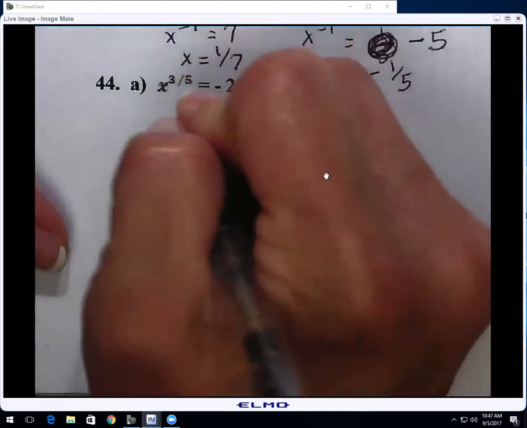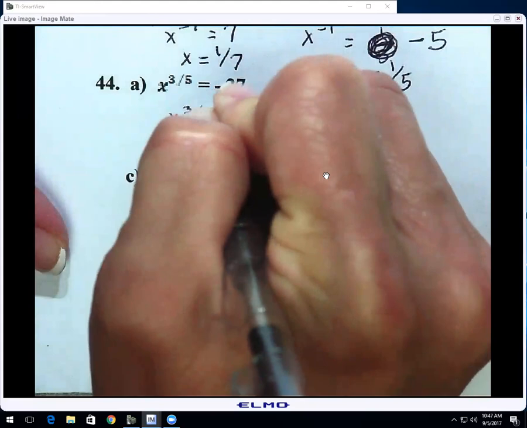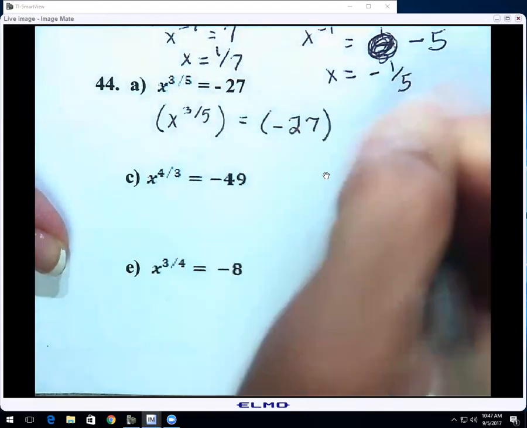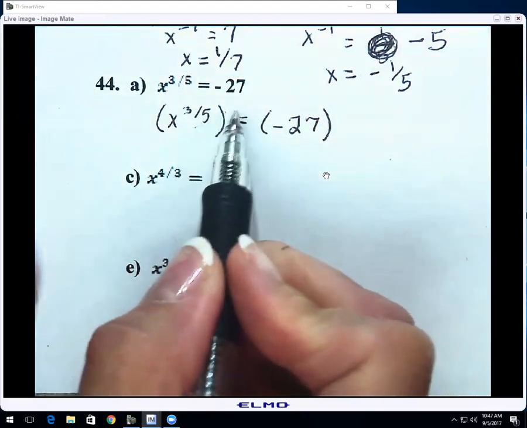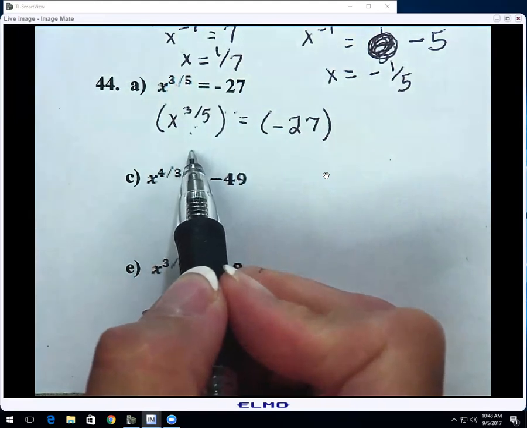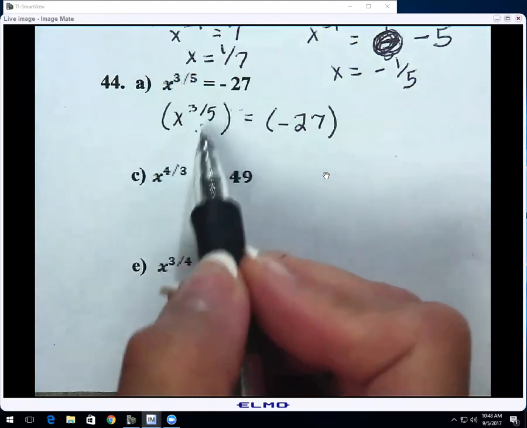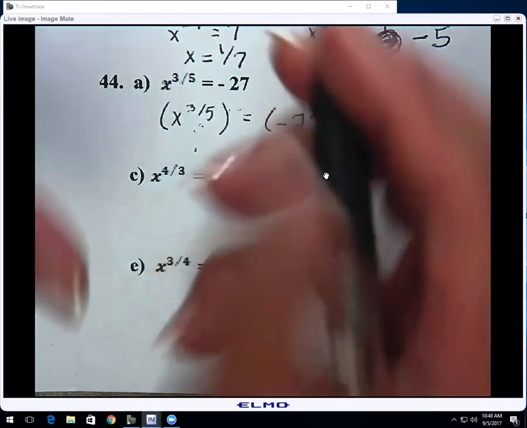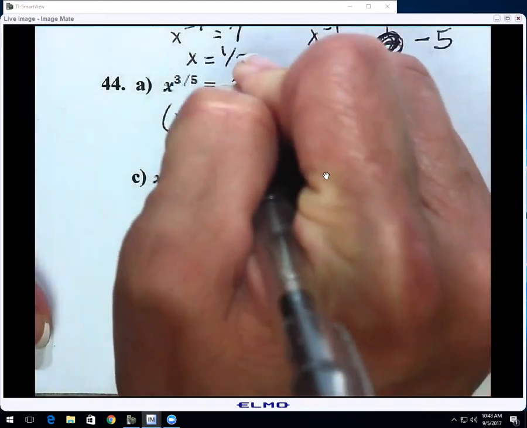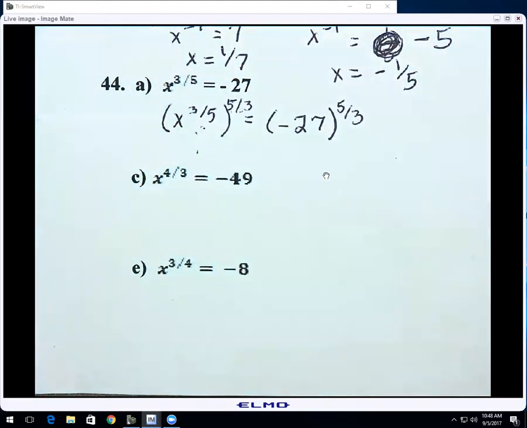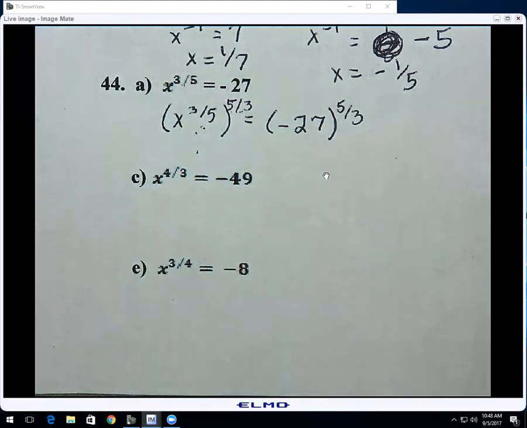If you think, what power could I multiply times 3/5 that would just leave me x to the first? x to the first is what I want. And if I say, what can I multiply by 3/5 that would just give me 1? It's 5/3. To un-3/5 something, you 5/3 it.